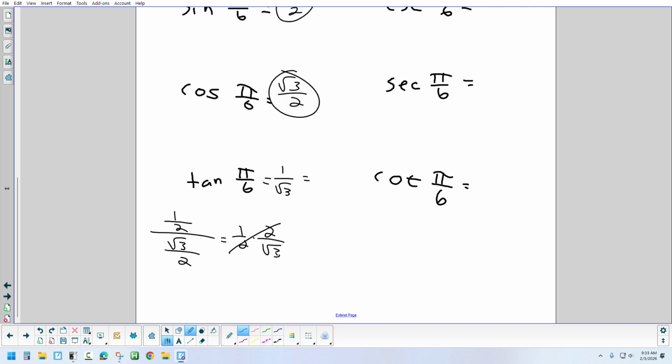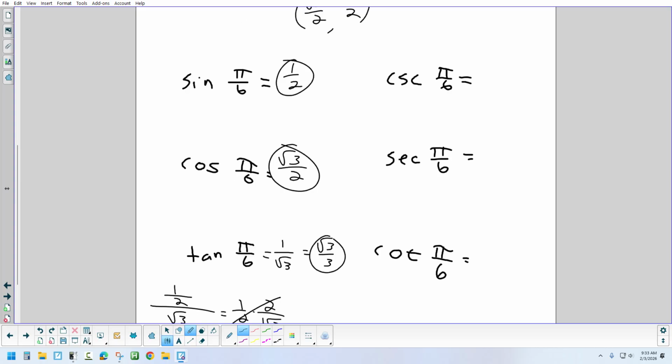Can anybody fix that and tell me what it would be if the square root was not in the bottom? Square root of 3 over 3. Right. It would be square root of 3 over 3. Okay, so that's your tangent. How about, let's see, Jaden, what's the cosecant? It's 1 over 1/2, or 2. 2, yep.